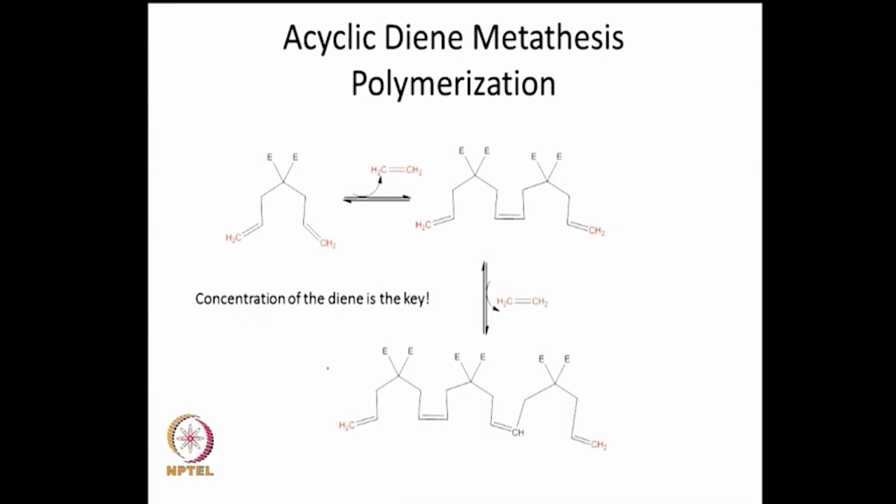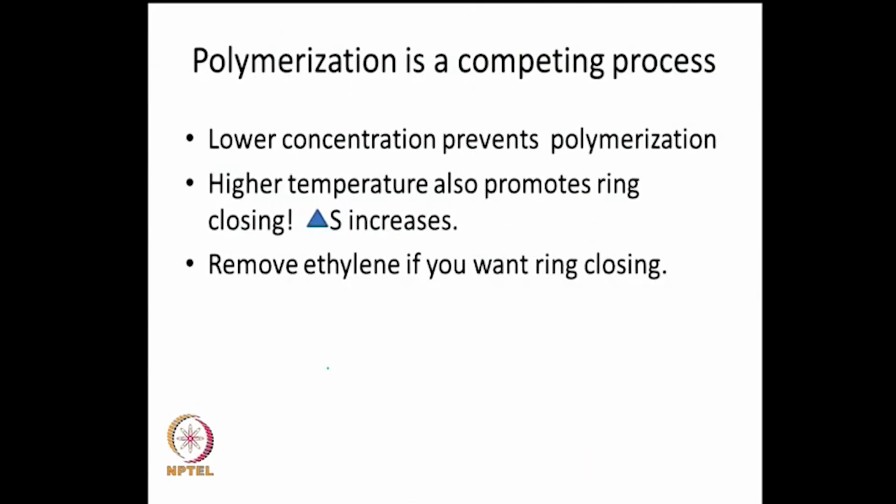If the concentration of the diene is very high, then polymerization results, and if you remove ethylene during the process, then you can very effectively make a large high molecular weight polymer starting with an acyclic diene. Now, if you add a lot of ethylene to a cyclized product, then of course, you can go from the ring closed product to the ring open product. So, you can push the reaction in different directions based on the concentration of the reactant which is there.